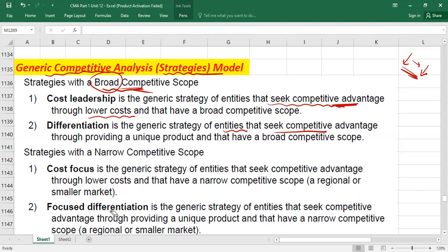Focus differentiation means their products will be unique. When you change the strategy from one market to another market, that is called narrow competitive scope. But when you follow one strategy throughout the entity, that is called broad competitive scope. I hope that is clear.